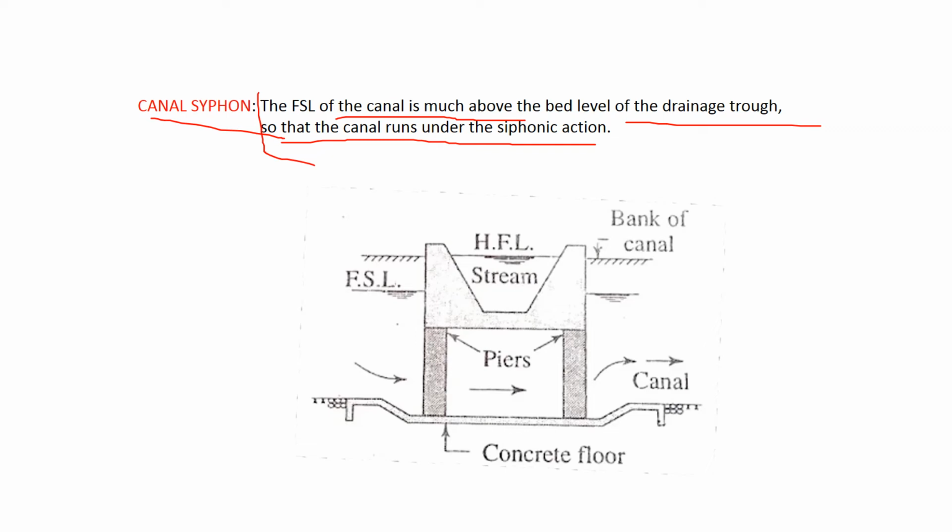So the point that has to be remembered in a canal siphon is that it is a hydraulic structure in which the drainage, meaning the stream, is taken over the irrigation canal, but the canal water cannot pass clearly, so there will be siphonic action.